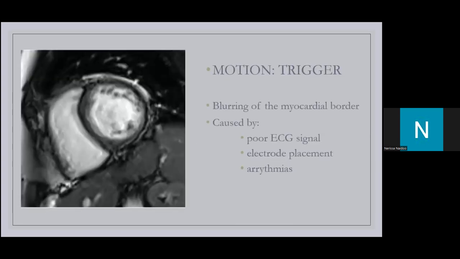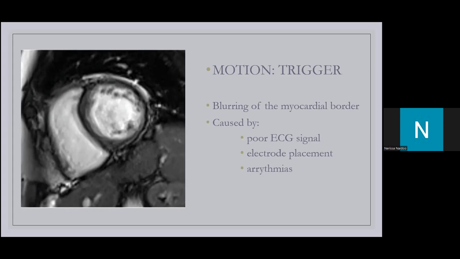So we also have trigger artefacts, which also falls under the category of motion. This is not the patient physically moving, but the triggering of the ECG. What this causes basically is a blurring of the myocardial border. As you see here, again, I've said that it is caused by a poor ECG signal that can be very much dependent on your electrode placement, as well as patient arrhythmias.